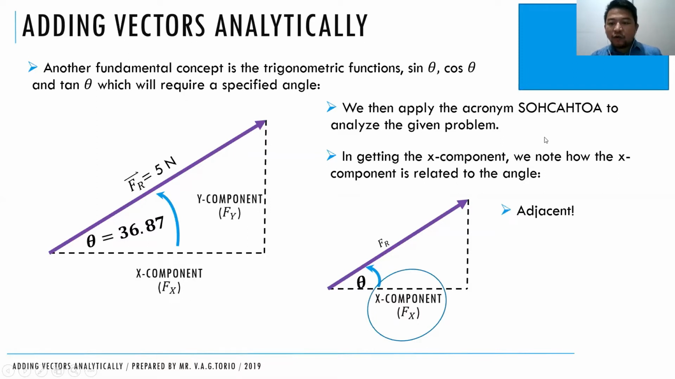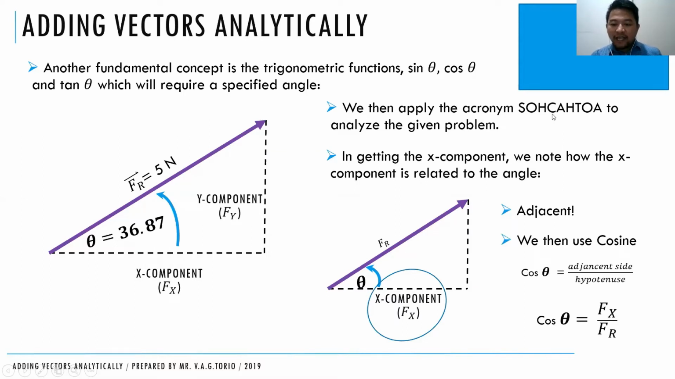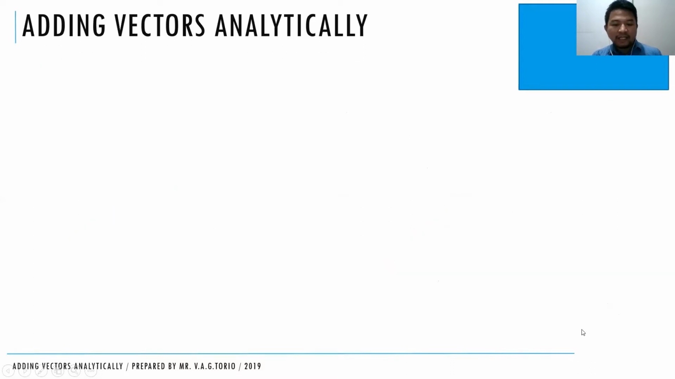Since it's adjacent, we recall our mnemonic device, SOHCAHTOA here. That's CAH. That is, we use the trigonometric function cosine. And following the cosine theta equation, we have CAH. The adjacent side is f sub x. Let's look at that again here. That's the adjacent side. And the hypotenuse is the magnitude of the resultant force, which is f sub r. We can compute f sub x by multiplying both sides with f sub r. So we can compute f sub x equals f sub r cosine theta.